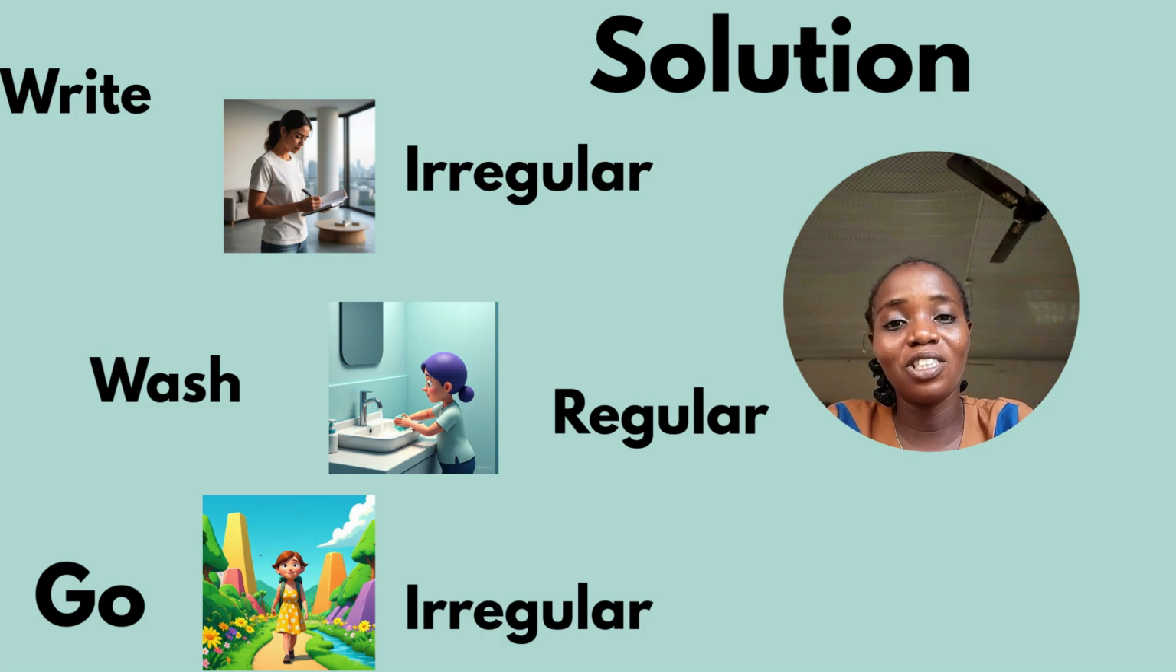The verb wash is a regular verb, and the past tense is washed. You can see that the past tense is formed by the addition of ed. And the verb go is an irregular verb, and the past tense is went.